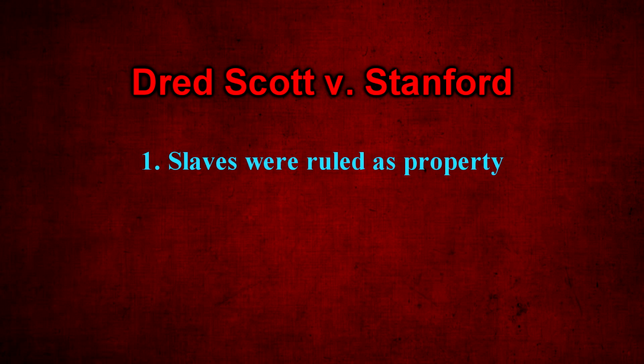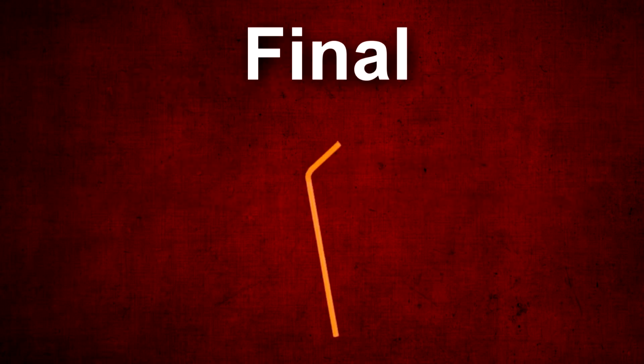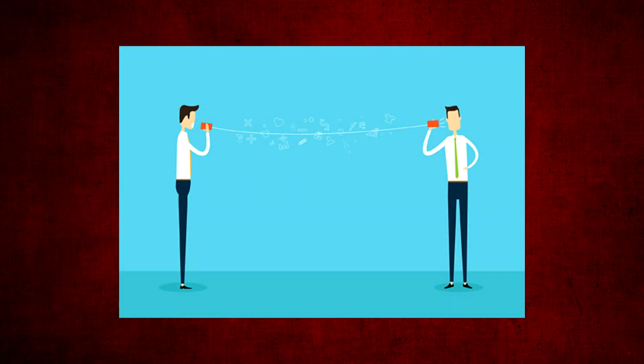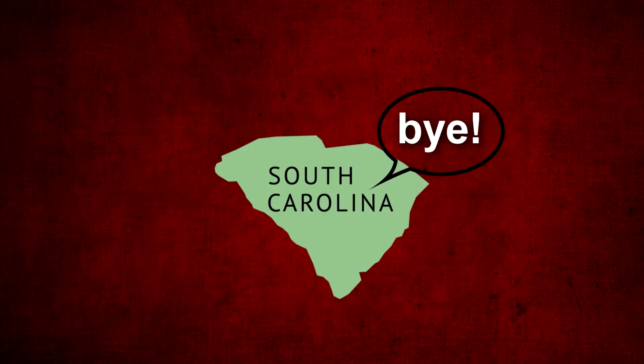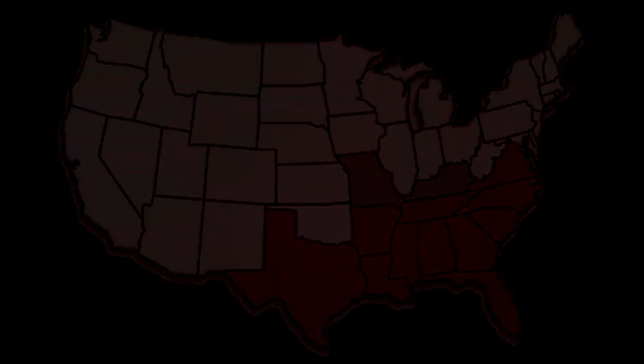In the Dred Scott v. Sandford case, it was ruled that slaves were property, and the Missouri Compromise was deemed unconstitutional. The final straw for the South was the election of 1860, in which Democrats were split, allowing Lincoln to become president. In response to the election, South Carolina seceded in December of 1860. It would soon establish the Confederacy, marking the end of an era, the beginning of a new one.